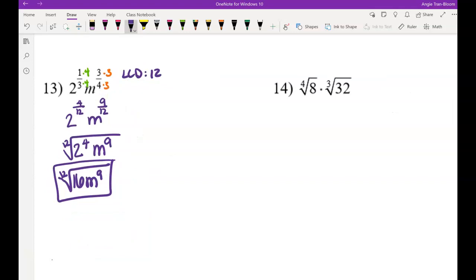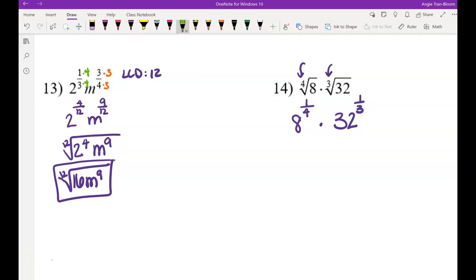Okay, so currently this looks really impossible to put in one radical because look at the indexes, right? They are different. But first step is to write it as rational exponent. Okay, this is why we love knowing another way to write radical. We can go, oops, that's 32. We can go rational exponent, back to radical, and so on and so on.